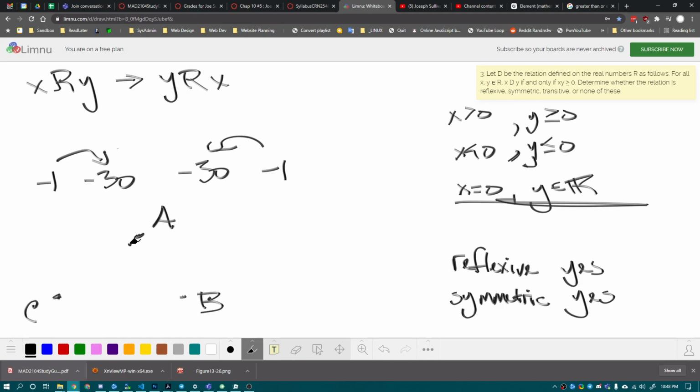What we were looking for with reflexive is if there was a circle going back to itself, right? And for symmetry, what we're looking for is if there's an arrow going in one direction, could we also find an arrow going in the opposite direction? And that's what we're testing here.